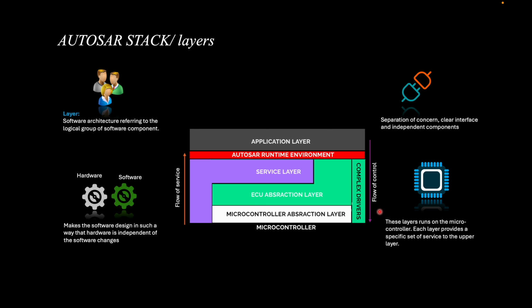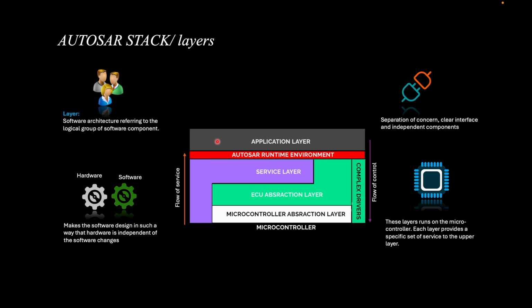And coming to the control flow, how does control flow work? We have seen that service flow works from downward to upward in case of the Autosar architecture. But if you consider the control flow part, then the control flow is from top to bottom, so basically from the application layer to the microcontroller. All these things we will see later in the videos, but this is some brief overview about the layers.